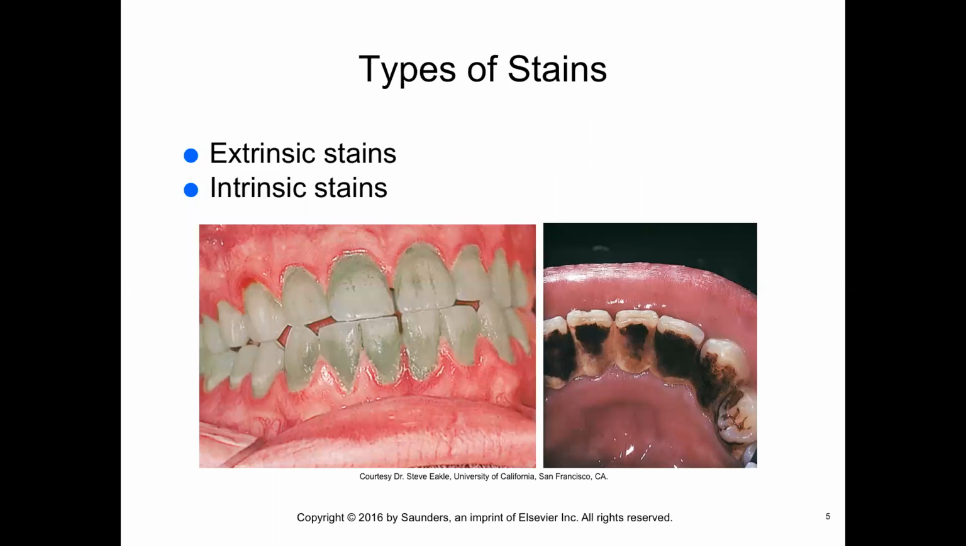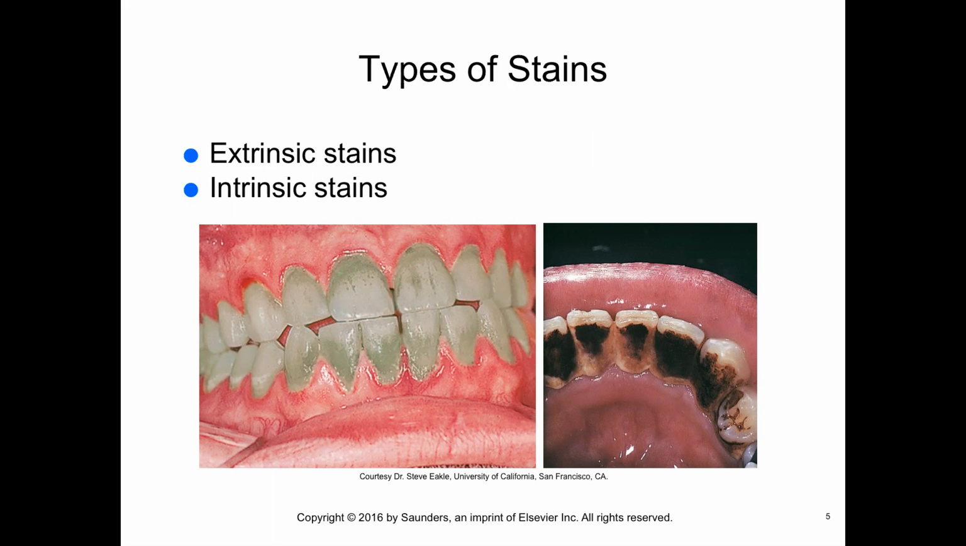Extrinsic stains are on the tooth surface and are caused by foods, drinks, poor oral hygiene, tobacco, and antimicrobial mouth rinses such as chlorhexidine. Intrinsic stains are incorporated internally into the tooth structure and may result from a developmental disturbance of the developing teeth, hereditary conditions, or can be related to age.